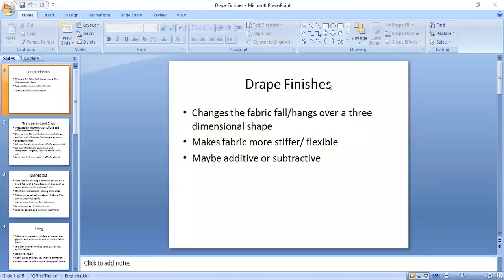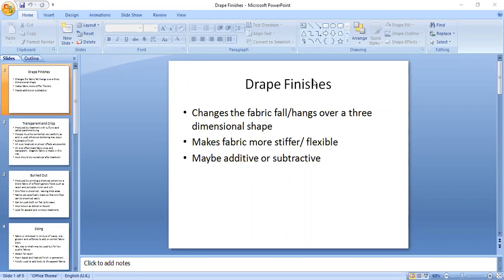Today we are going to discuss the drape finish. Drape finishes change the way a fabric falls or hangs over a three-dimensional shape. It may be a human body or it may be any table or the bed. When we use bedspreads or table linen, it should also fall properly. Not only for apparel, the drape is necessary for the interior as well.